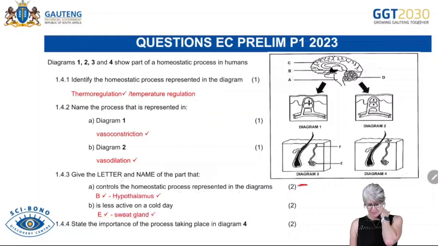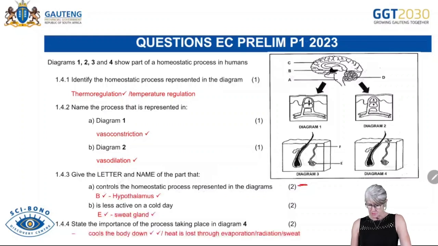Okay, so on a cold day, we're going to sweat less, so it would be structure E that would be less active. And then state the importance of the process taking place in diagram 4. Okay, so that would be sweating. So the significance is that it cools the body down, or heat is lost through evaporation, radiation, and sweat.